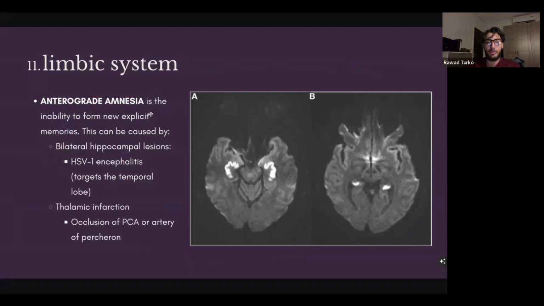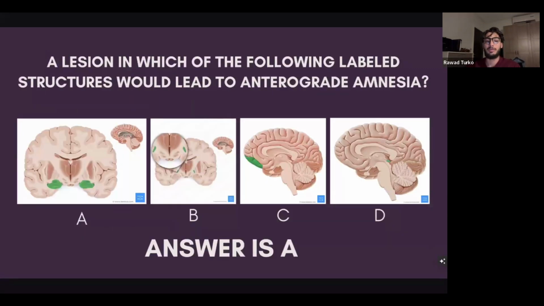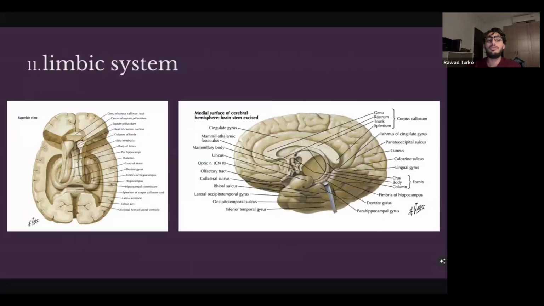First of all, before we get into the limbic system too much, I want you to know that a lot of these limbic structures are in the temporal lobe, especially the amygdala and the hippocampus.